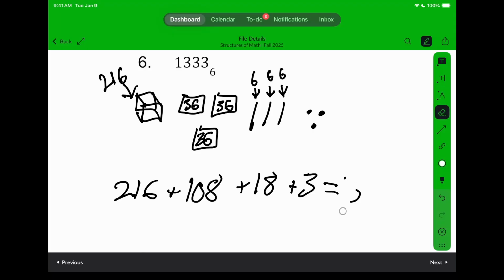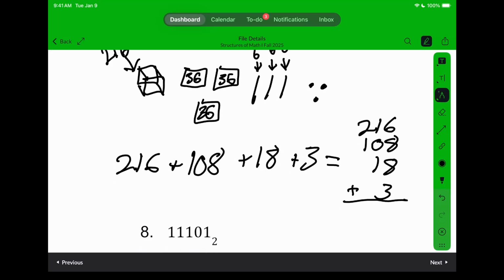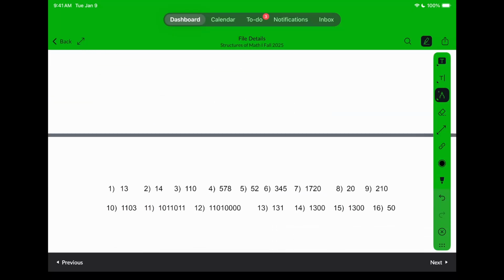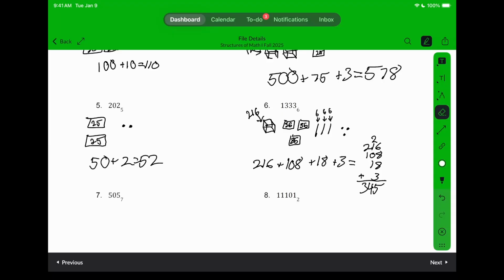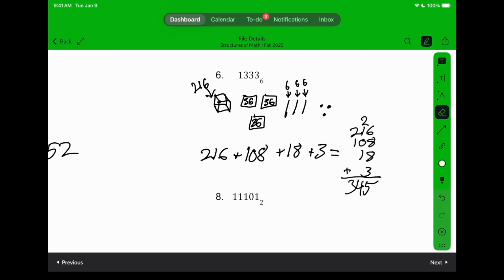Let's use standard algorithm. 216, 108, 18, 3. 8 plus 8 is 16. 22, 25. 2, 3, 4. 3. Number 6 should be 345. Yep. $345.